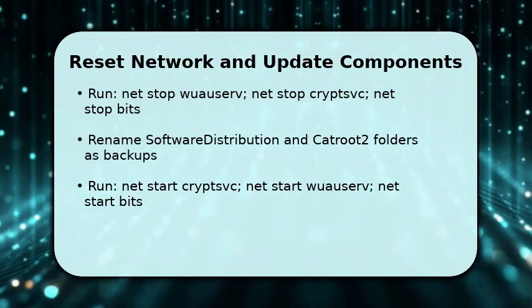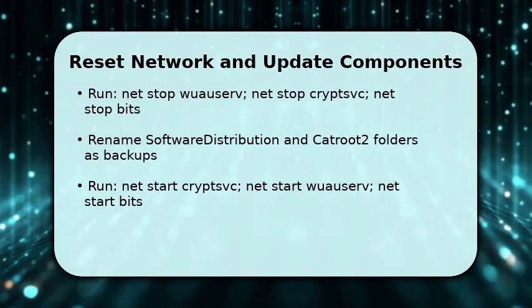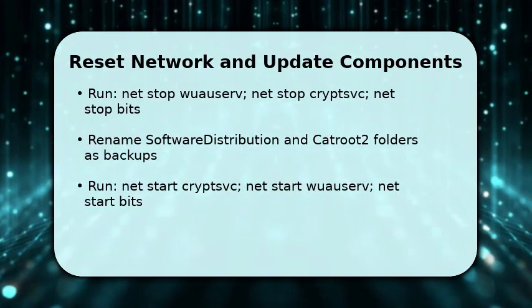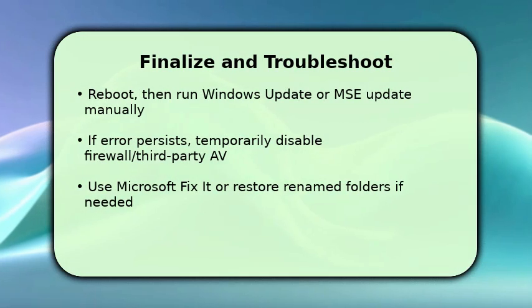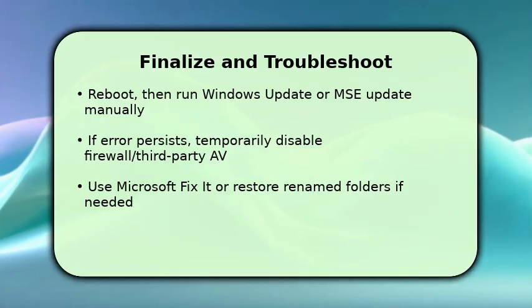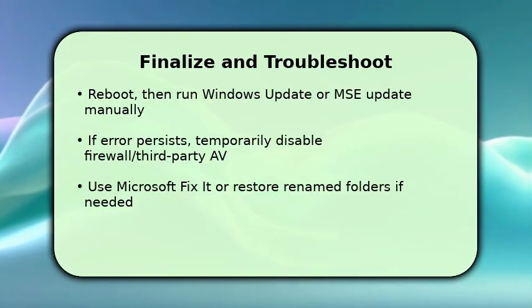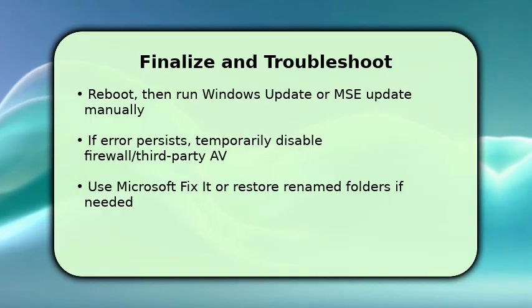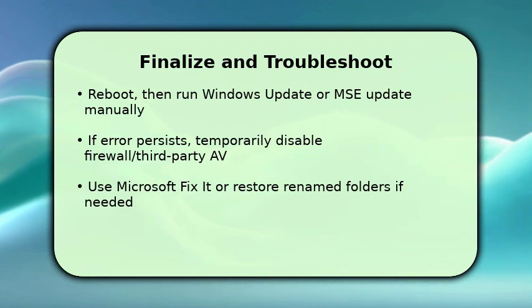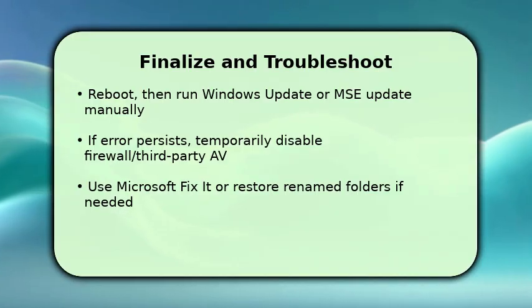After reboot, open Microsoft Security Essentials and click Update, or run Windows Update manually. You should now get definitions without 0x80072efe. If the error persists, temporarily disable third-party firewall or antivirus because they commonly block update servers, then try again. If updates still fail, run the Microsoft Fix-It Network troubleshooter or revert the SoftwareDistribution backup to inspect logs.